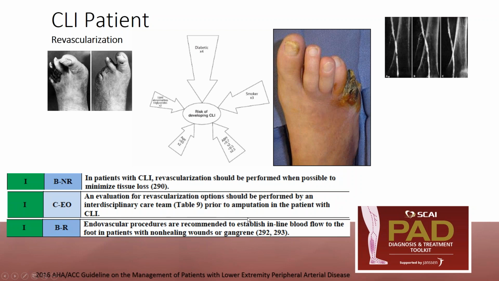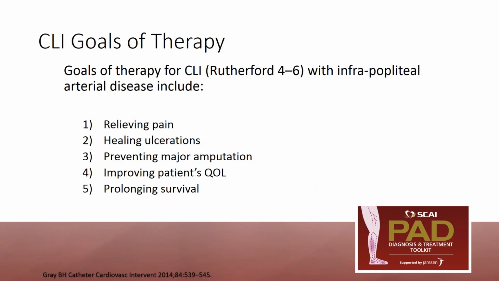Endovascular therapies are recommended as a class 1 recommendation to establish inline blood flow for patients with non-healing wounds or gangrene. There's no data versus open surgery in the Basel trial, though the ongoing Basel 2 trial, as well as the BEST trial out of Boston with Kenny Rosenfield, will further look at the endovascular approach for CLI. However, at this time, given these patients are often very sick with multiple comorbidities, endotherapy appears to be somewhat more favorable and should be considered.